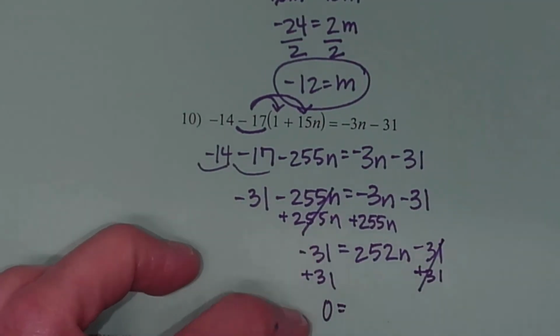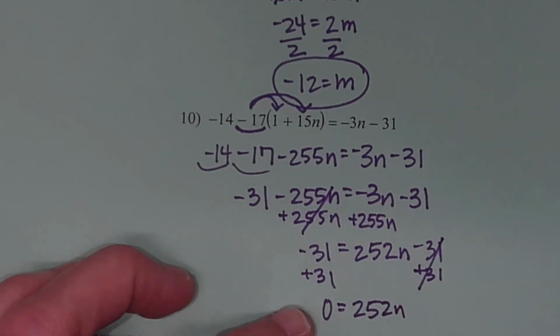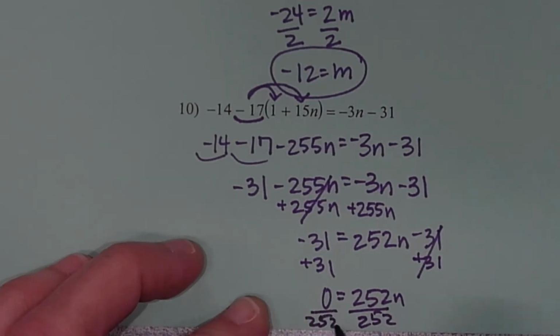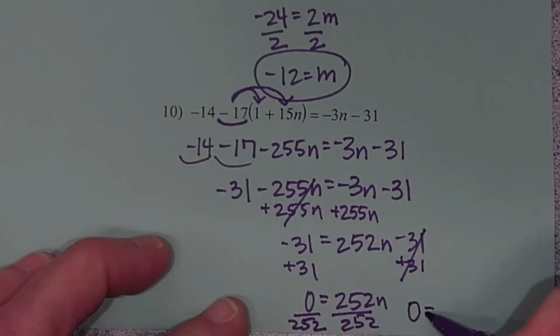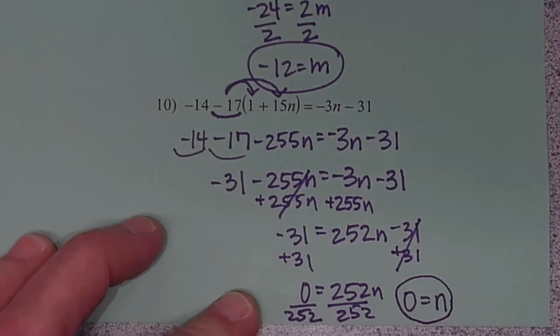So I'm just going to put the 0, okay? 0 equals 252n. And now you have to divide off the 252. What are you going to get? That's right, it's going to be 0. So 0 equals n. That one got a little messy, but it's done.